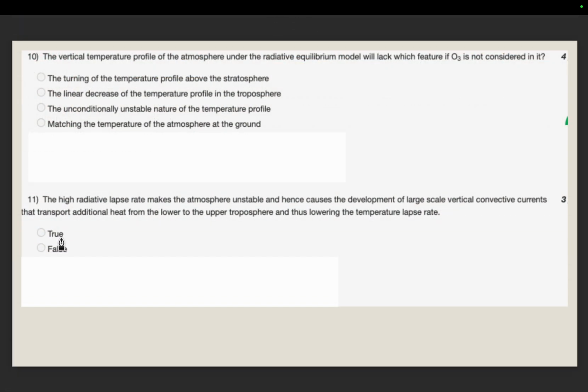Now question 10. The vertical temperature profile of the atmosphere under the radiative equilibrium model will lack which feature if ozone is not considered in it? The turning of the temperature profile above the stratosphere, the linear decrease of the temperature profile in the troposphere, the unconditionally unstable nature of the temperature profile, or the matching of the temperature of the atmosphere at the ground.